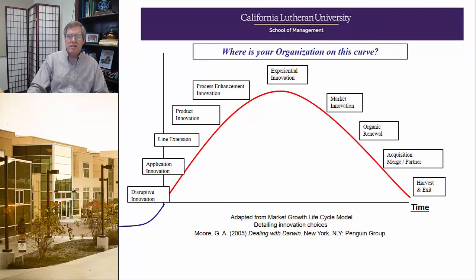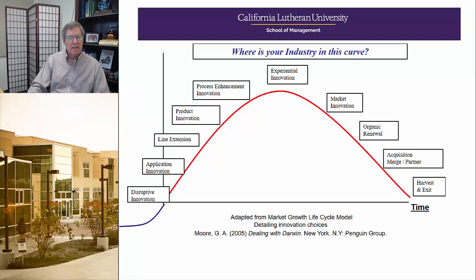So where is your organization on this life cycle curve? The one thing to remember is you can have a combination of these. So you could be at the line extension stage of the beginning of the life cycle curve, but you're using experiential marketing techniques to sell the product. So it can be a combination of a number of these different positions depending on the industry and the product and service you're offering. Then in terms of your industry, where is your industry on the life cycle curve? In most cases, you'll find the industry and your organization are on different positions within the curve.